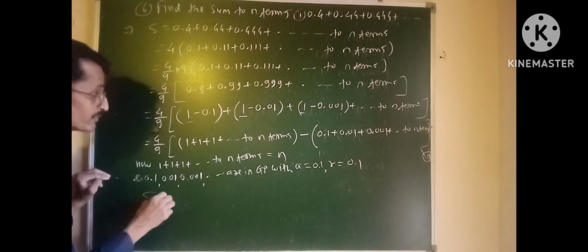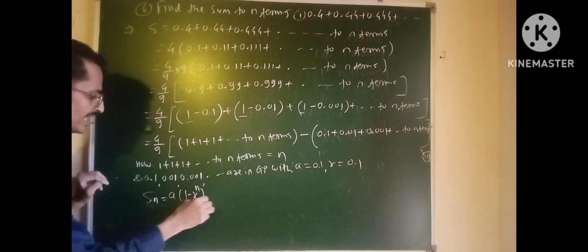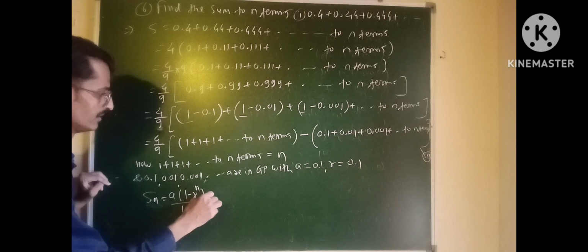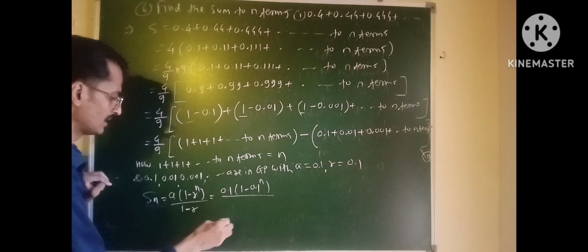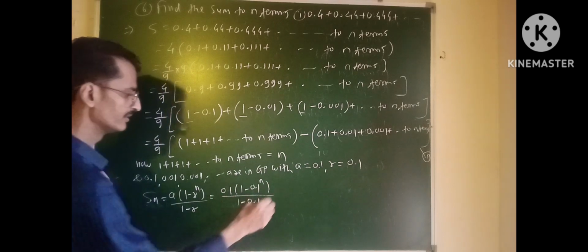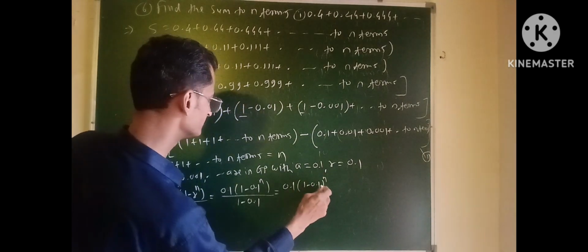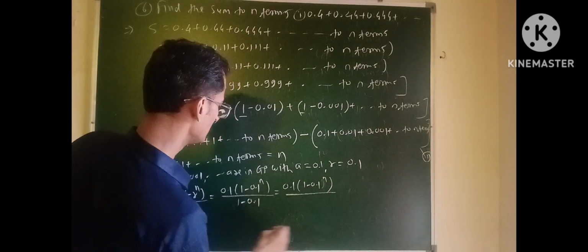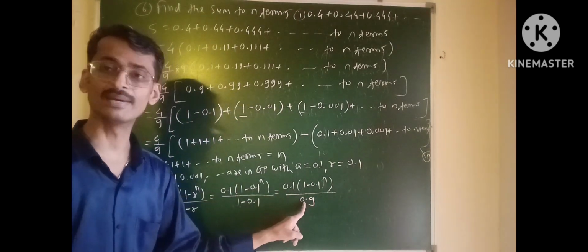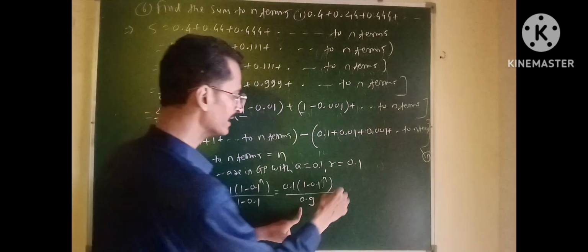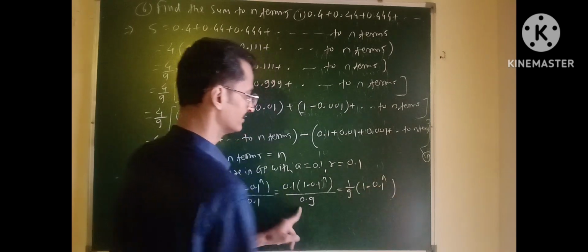So sum of n terms we want. So write Sn. So this is A into 1 minus R raised to n upon 1 minus R. Now A is 0.1, R is 0.1 raised to n upon 1 minus 0.1. So 0.1, 1 minus 0.1 raised to n. 1 minus 0.1 is 0.9. 0.1 is 1 by 10, this is 9 by 10, cancel out 10, 10, you will get 1 by 9. 1 minus 0.1 raised to n.